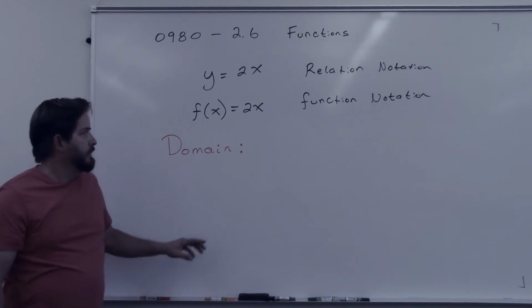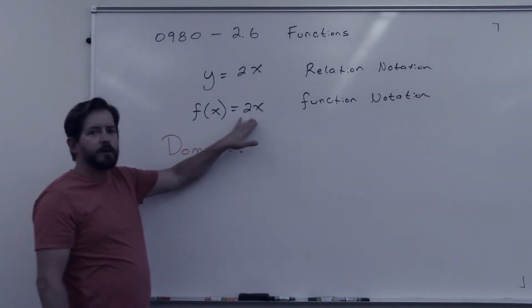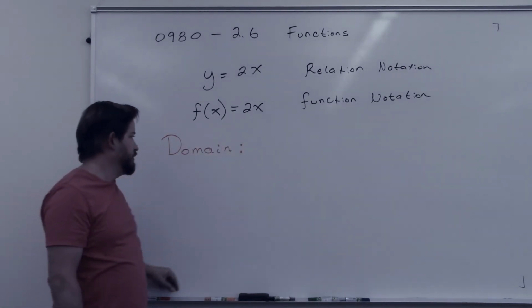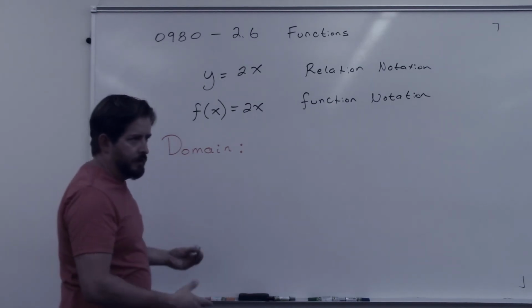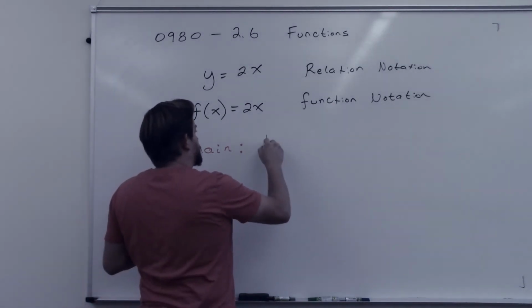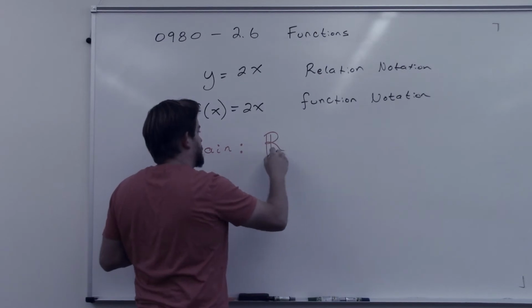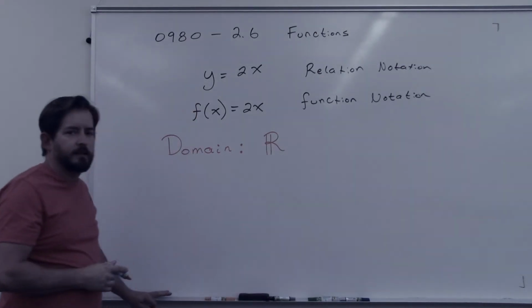And I can double any number. There's no number out there I can't double. And therefore the domain is everything. And so we always say that it's all real numbers. Because I can double anything.